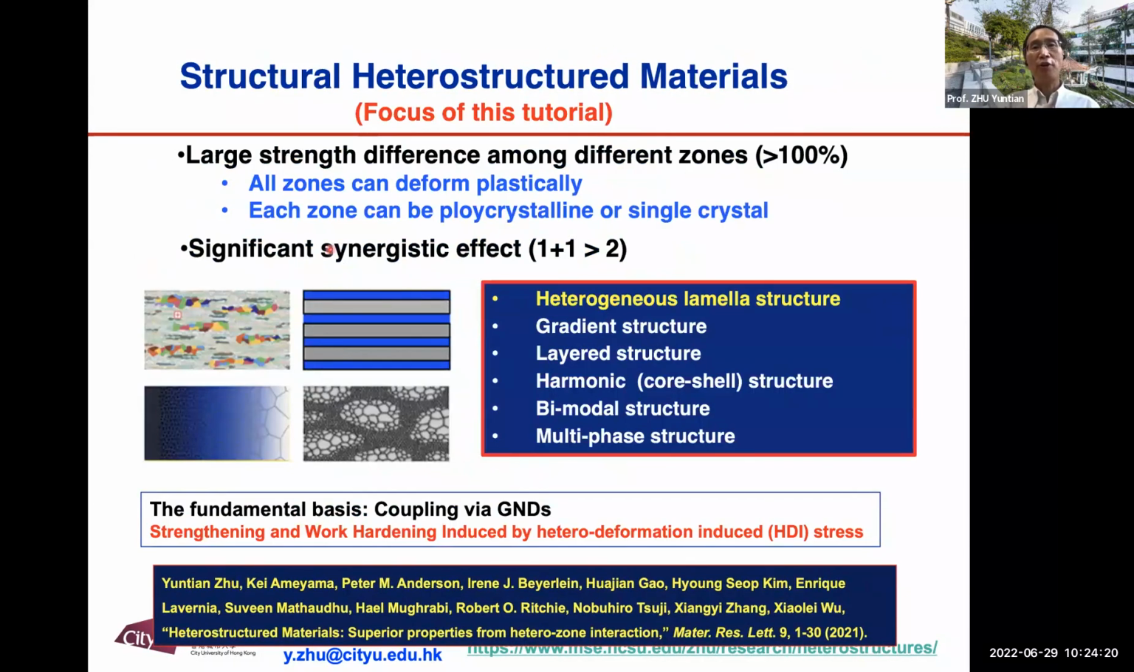The focus of this tutorial is on structural heterostructured materials. And the definition, of course, let's repeat it again. It has a large strength difference among different zones, larger than 100%. And all zones can deform, typically, all zones can deform plastically. So this differentiates them from conventional composite materials. For example, for metal matrix or polymer matrix composites, the reinforcements are usually brittle, high strength but brittle.